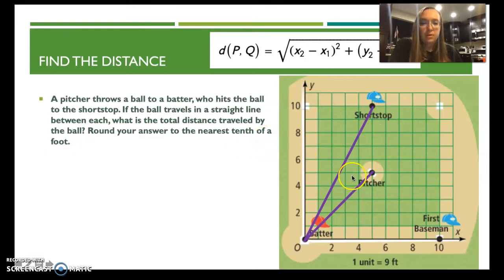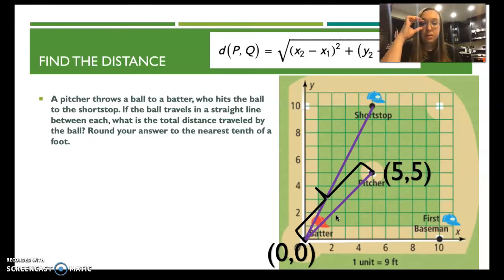So here's what we're going to do. We need to find the length of this purple line. So we'll start with the short line. And we'll say, okay, we're working in coordinate geometry, so let's throw some points down. The pitcher is going to be there at 5, 5, and I'm going to put the batter at 0, 0. So x1, y1, x2, y2.